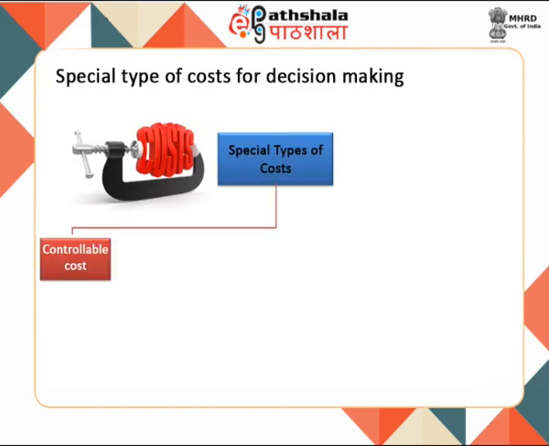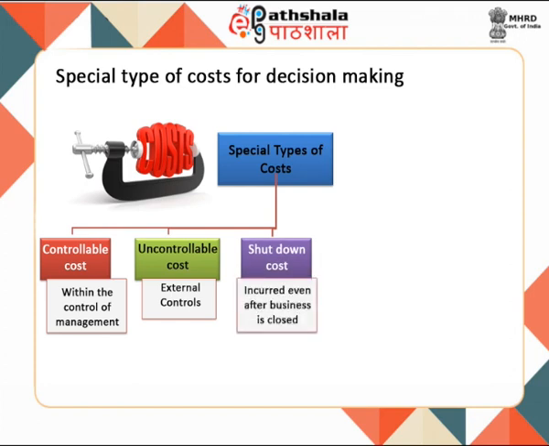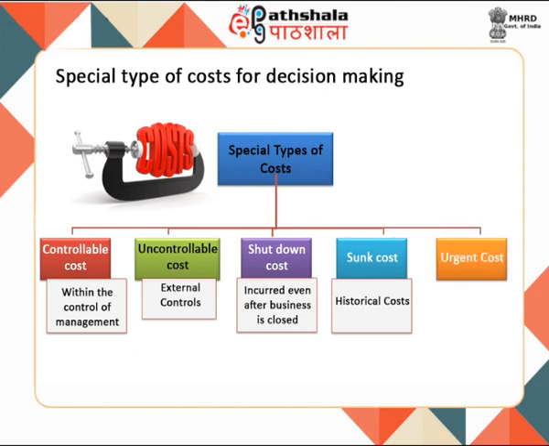6, controllable costs. These are within the control of management. 7, uncontrollable costs. These costs are influenced by external forces and cannot be controlled by the management. 8, shutdown costs. These costs are incurred even after the business is closed. 9, sunk costs. Historical costs incurred in the past are known as sunk costs. 10, urgent costs. These costs are to be incurred immediately.